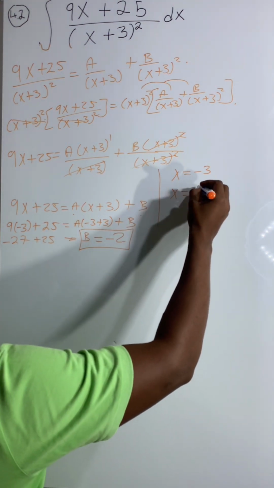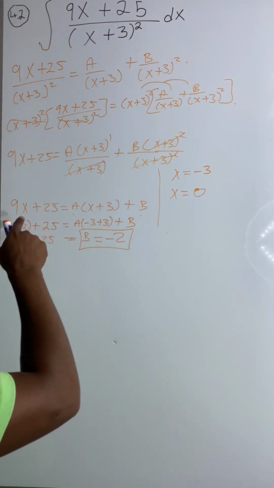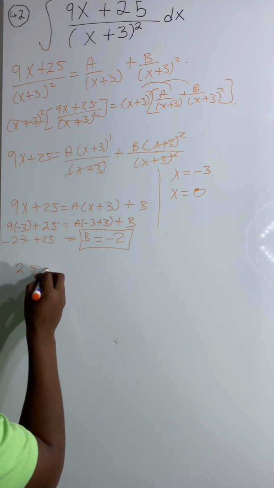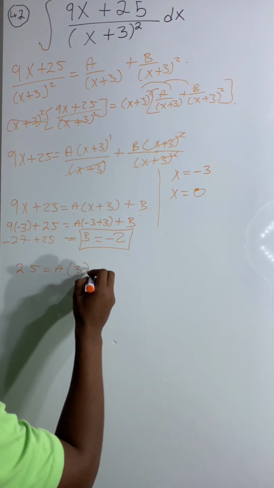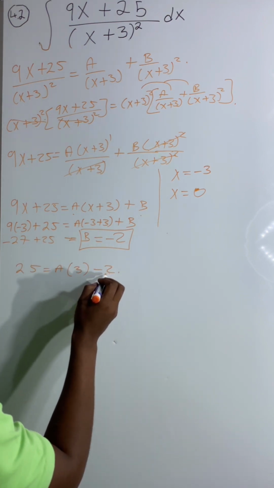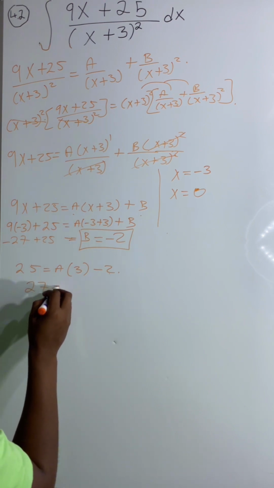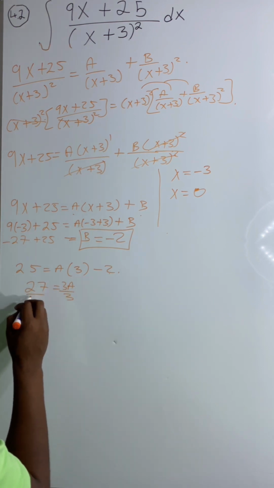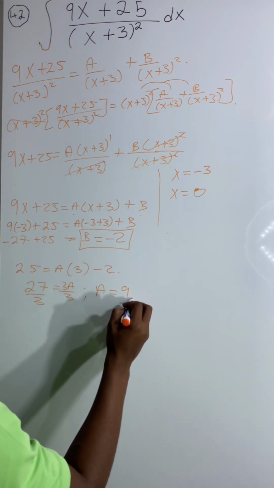Now we choose 0. We can choose any other number, but let's choose 0 because 9 times 0 is equal to 0, and we'll be left with 25. 0 plus 3 is equal to 3. We said that b is equal to -2. We take the -2 to the right, it changes sign, and it's going to add with that 25, we get 27. Dividing both sides by 3, we get that a is equal to 27 over 3, which is equal to 9.